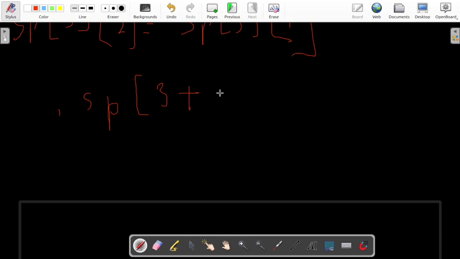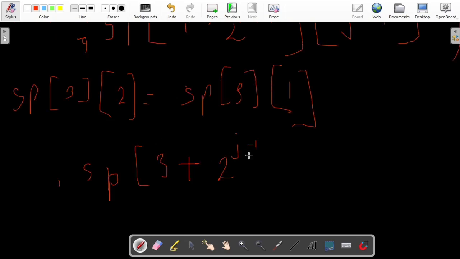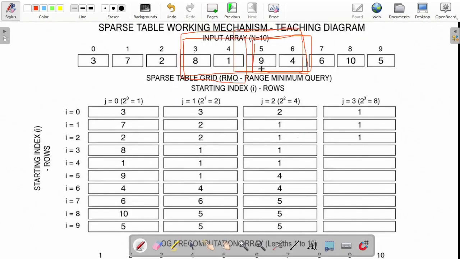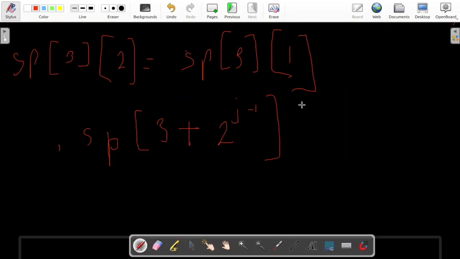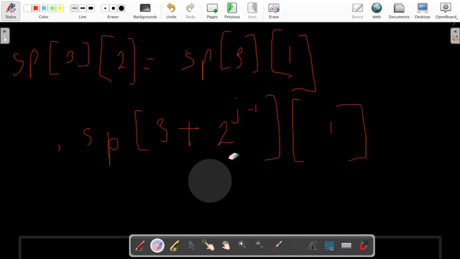In terms of j, we will simply write it as 2 to the power j minus 1. Because j is 2, 2 minus 1 is 1, 2, 3 plus 2 is 5. We will start from the fifth index and we need to consider a segment of length 2. That is again 2 to the power j minus 1, but we will simply write j minus 1. That is, j is 2. Here we will write 1. You can even write it simply as 2.